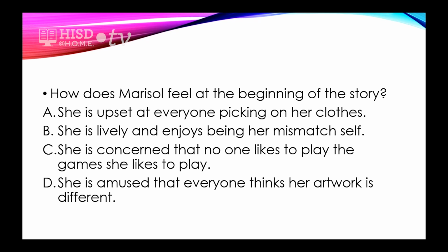Let's check our answer. How does Marisol feel at the beginning of the story? At the beginning of the story, Marisol is lively and enjoys being her mismatched self. So we know that at the beginning, Marisol was happy and content with being mismatched because despite what Tato and her brother said, she was okay with being her mismatched self.